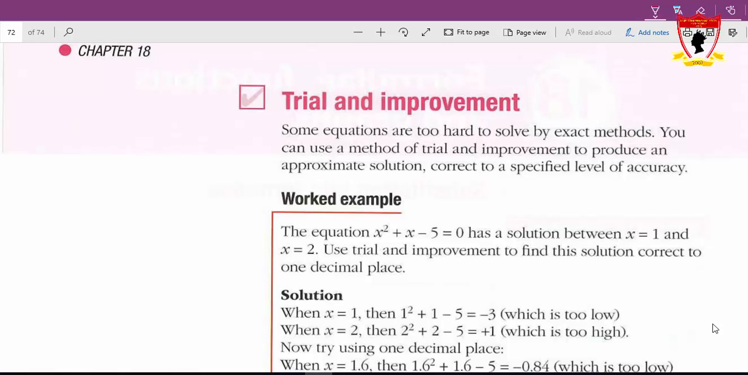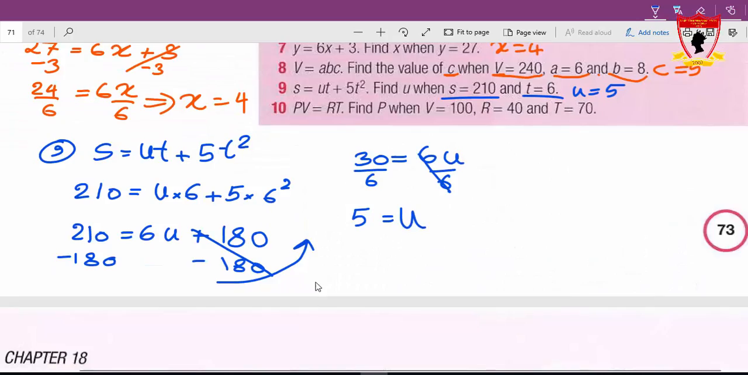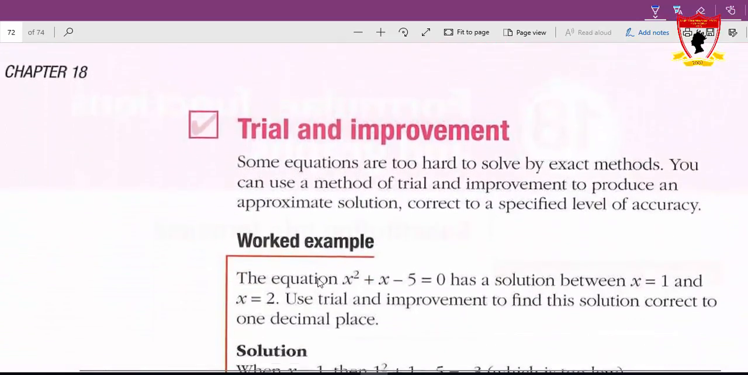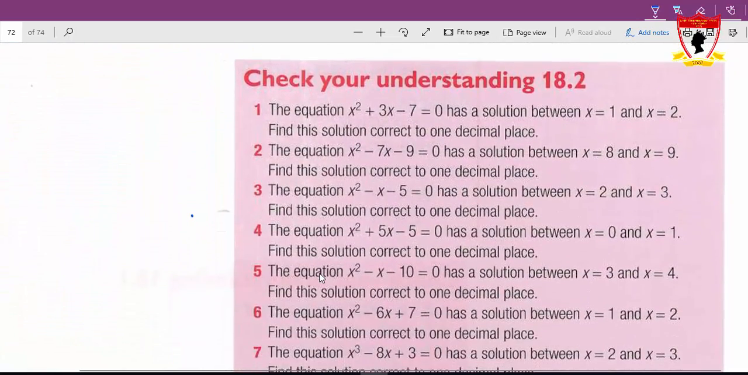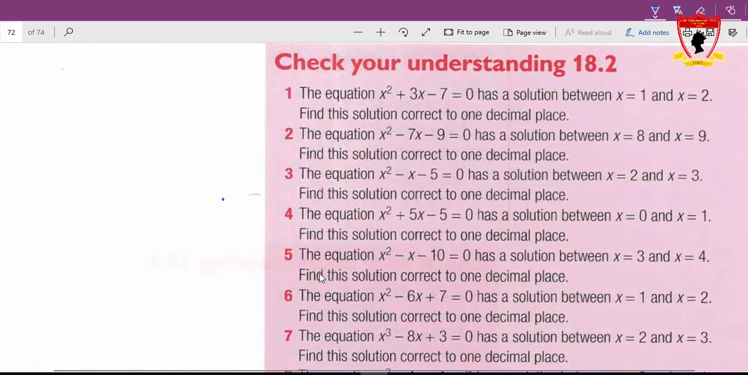We're going to talk about trial and improvement, plus using a calculator to solve quadratic and cubic equations. It's a very numerical way. This time we're not going to solve it algebraically.